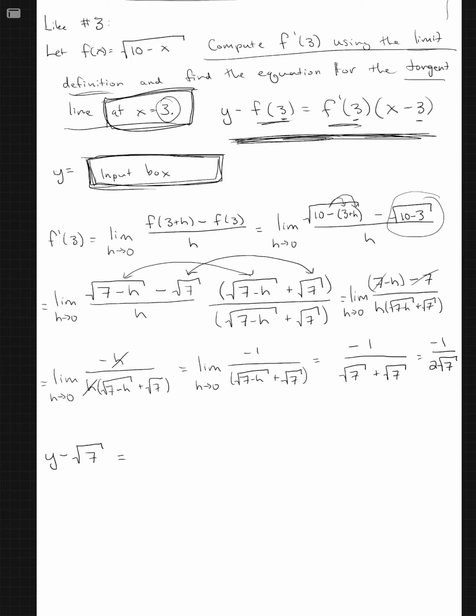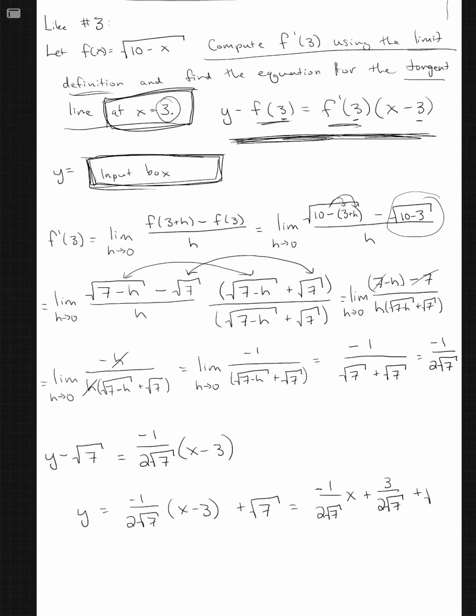And then that's going to equal f prime of 3 times x minus 3. Right, and if we solve for y, that just means adding that square root to the other side. Lots of times we want to simplify this by multiplying through. It doesn't actually help us in this case, but if you feel more comfortable with it, this is another way to write out that thing. The computer should accept this guy, though.